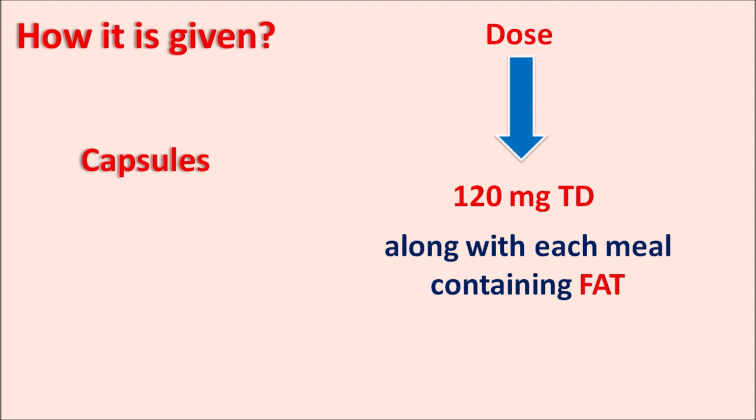And this drug is used for management of obesity, where it is given at a dose of 120 mg given thrice daily along with each meal containing fat component. This orlistat can reduce the absorption of fat-soluble vitamins like A, D, E, K and few of the other drugs like cyclosporine, levothyroxine, and it can also increase the warfarin action by reducing the absorption of vitamin K. So that's about this orlistat.